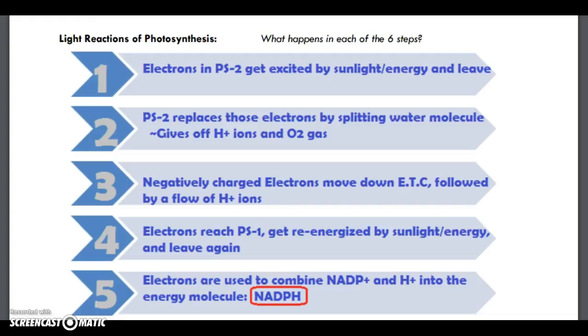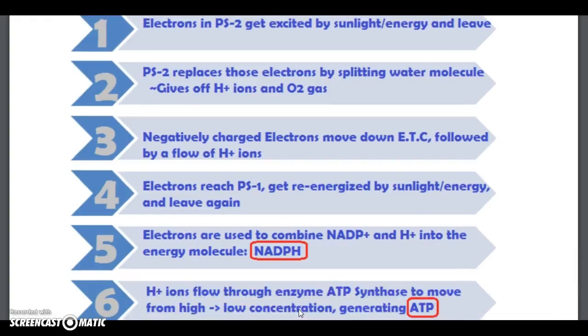They move on, and they immediately get combined with NADP+ and H+. Both of them, you see, have positive charges, so they wouldn't naturally go together. That would be like jamming the wrong ends of magnets together. But with those 2 electrons, we can make them go together, and they now form NADPH.